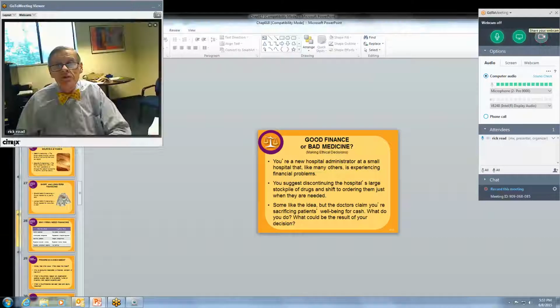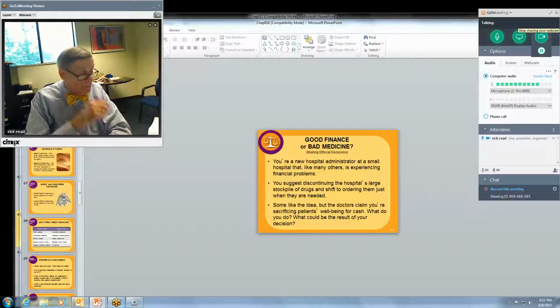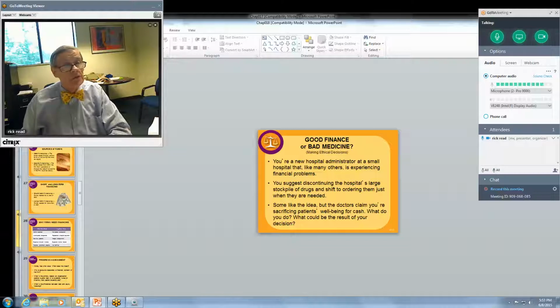This is a making ethical decision scenario. Again, that's not something I ask you to do, but something you may want to look at. You can find this at the top of page 503.